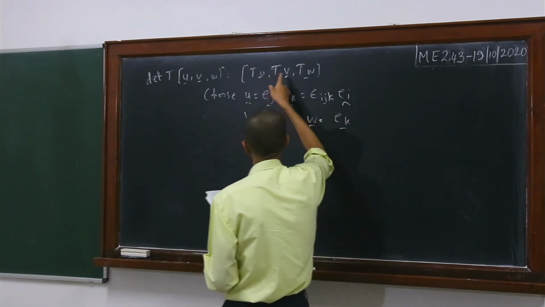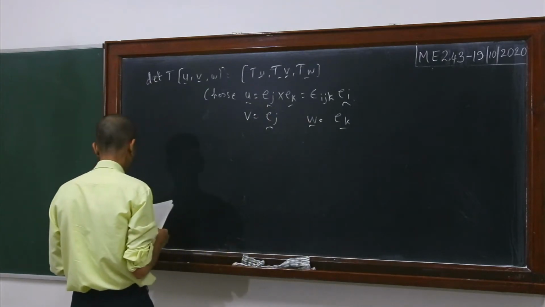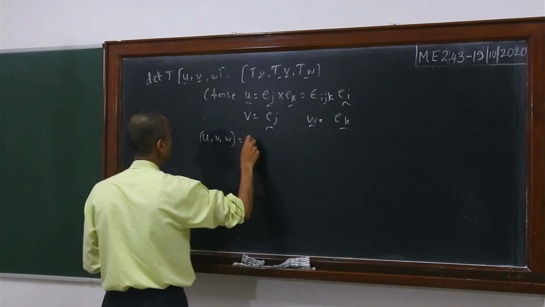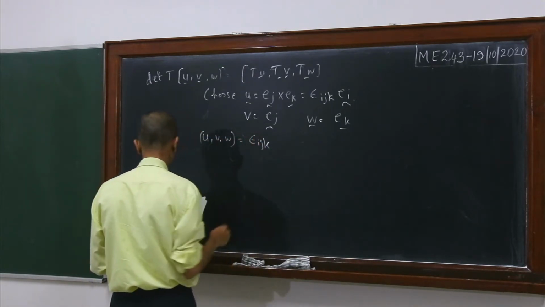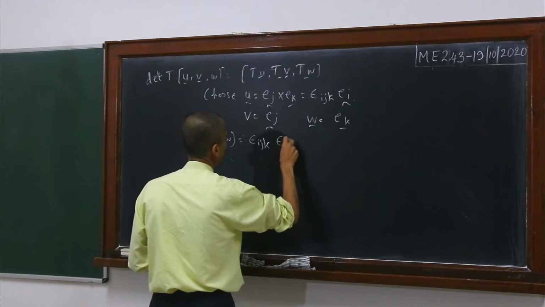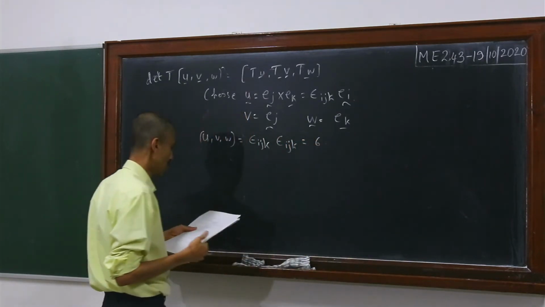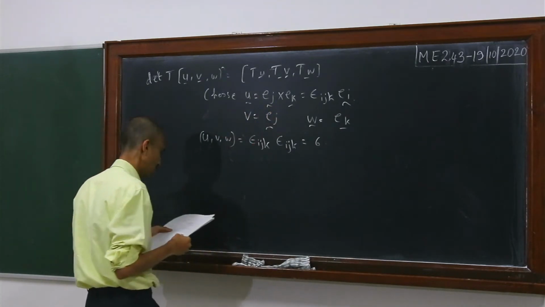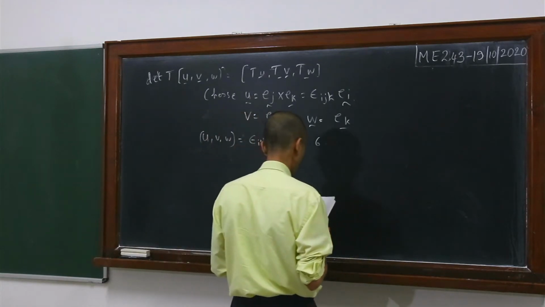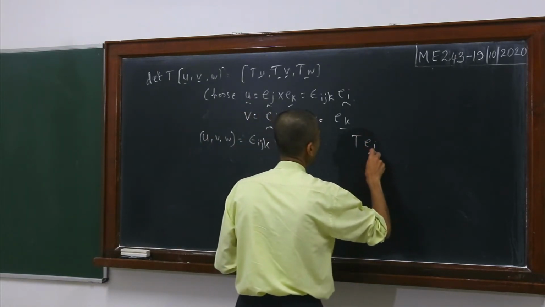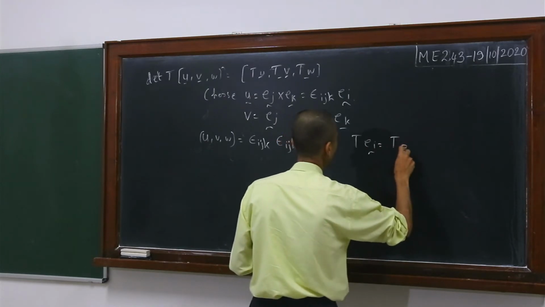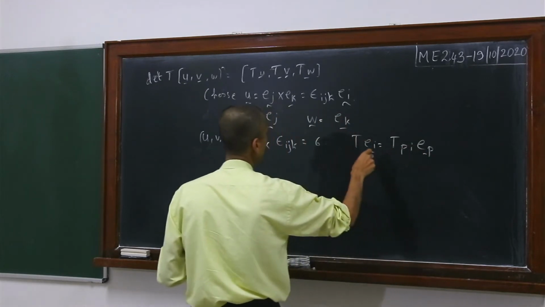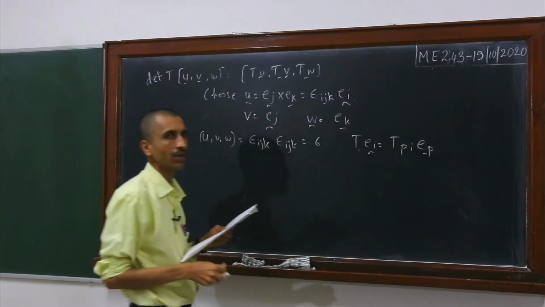Then substitute that in this particular expression, and what you will get is that [U, V, W] is equal to epsilon_ijk times epsilon_ijk, which is equal to 6. Then also use the fact that T e_i is equal to T_pi e_p. This is just the formula for the components of a second order tensor.